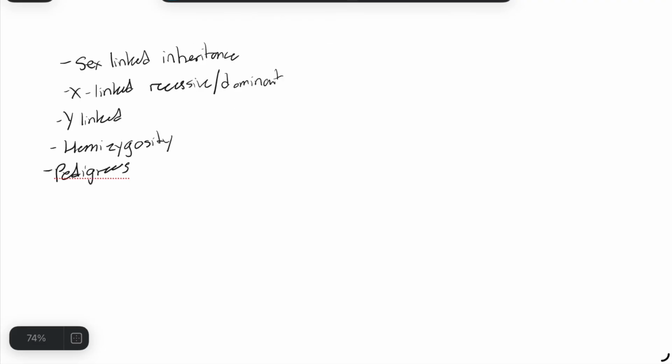In this video, we're going to cover sex-linked inheritance, X-linked recessive and dominant inheritance, Y-linked traits, hemizygosity, as well as pedigree symbols, analysis, carriers, transmission, and the different patterns of skipping generations.